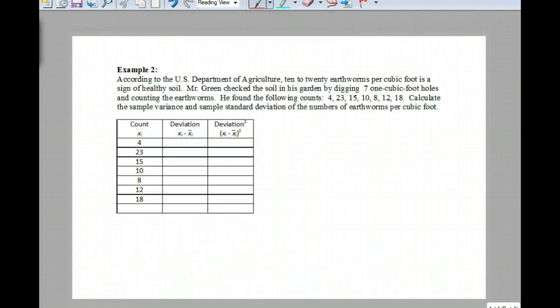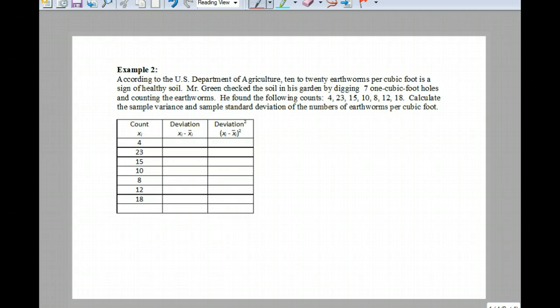Okay, so let's do another example here, and this is on a sample. According to the United States Department of Agriculture, 10 to 20 earthworms per cubic foot is a sign of healthy soil. Mr. Green checked the soil in his garden by digging 7 1-foot holes and counting each of the earthworms. He found the following: 4, 23, 15, 10, 8, 12, and 18. Calculate the sample variance and the sample standard deviation of the numbers of earthworms per cubic foot.